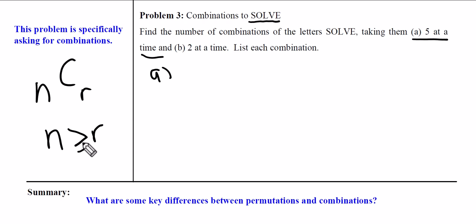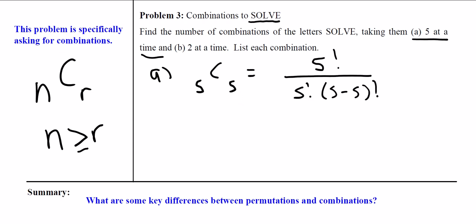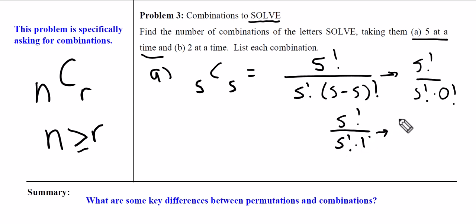It can be equal to, but it can be less than. Okay, so we're looking at 5C5. And what does that look like? Well, here's what that looks like. And if we simplify, this is 5 factorial over 5 factorial times 0 factorial. That's 5 factorial over 5 factorial times 1, sorry. Well, that's like 5, 4, 3, 2, 1 divided by 5, 4, 3, 2, 1 times 1, which is 1 anyway.